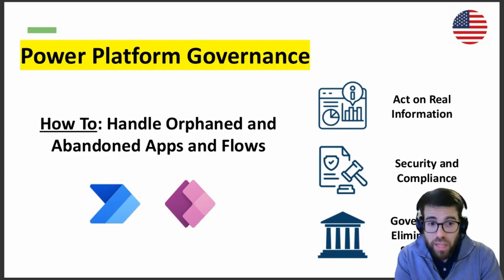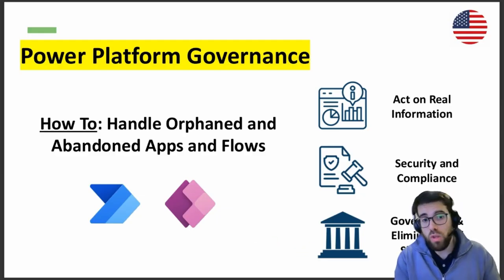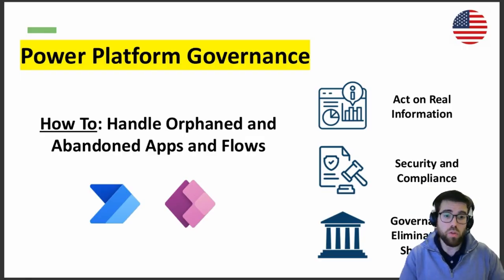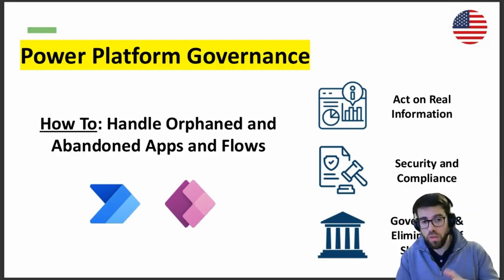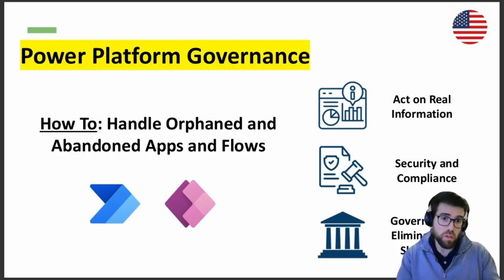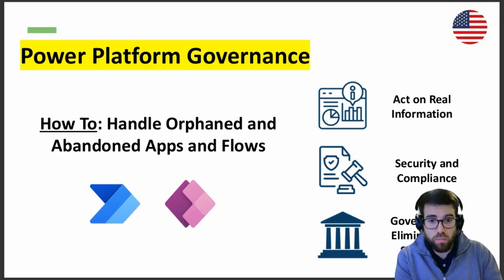If you are an admin managing the Power Platform in your organization, you are probably already thinking about how to handle orphan apps and flows. So in today's video, we're going to see how to detect them using the CoE Starter Kit and what options we have to handle them. We'll see the out-of-the-box process that comes with the governance components in the CoE Starter Kit, and we'll see why that is probably not the best answer for your organization.